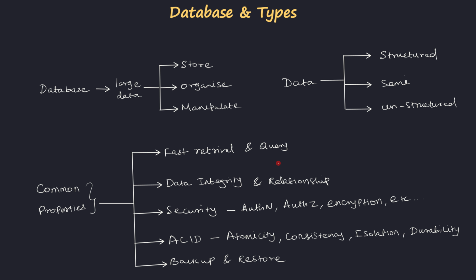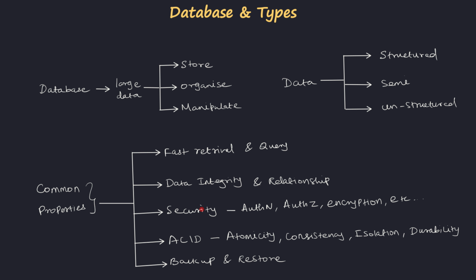And in terms of the database itself, we have some common properties that most databases share. Let's look at them here. First, a database provides fast retrieval of data, and it also provides sophisticated querying options, so we'll be able to query the data as we like. The next property is data integrity and relationship. This is where we define the type of the data, what rules it should follow, what the constraints are, and how it relates to other data.